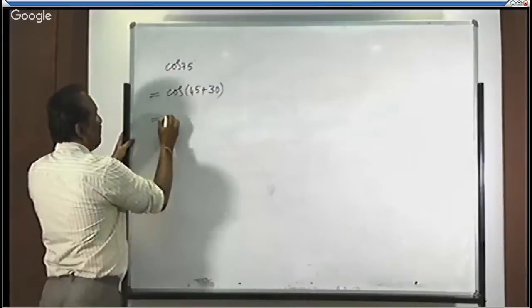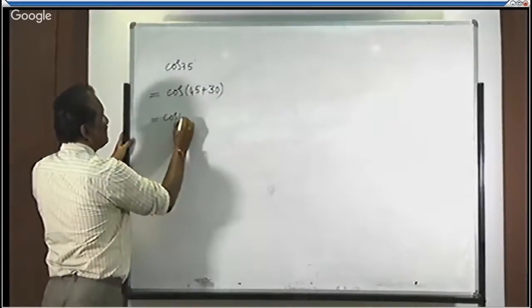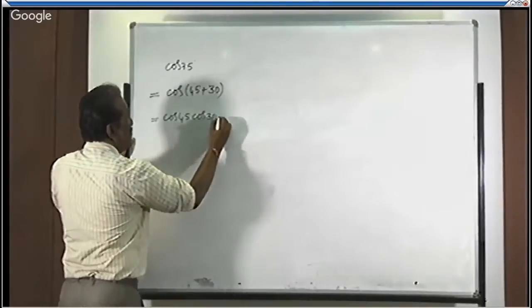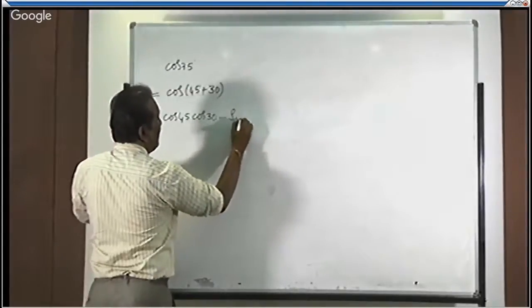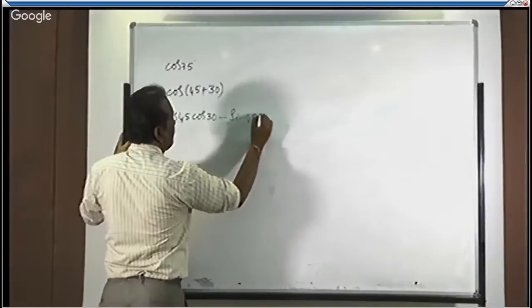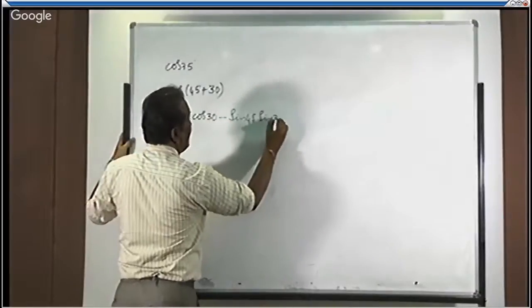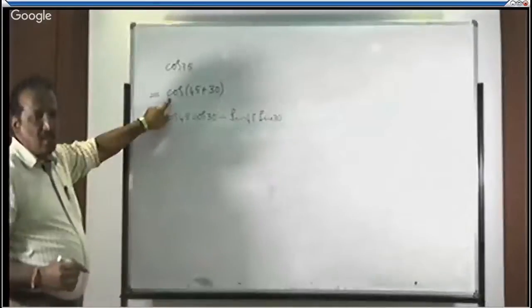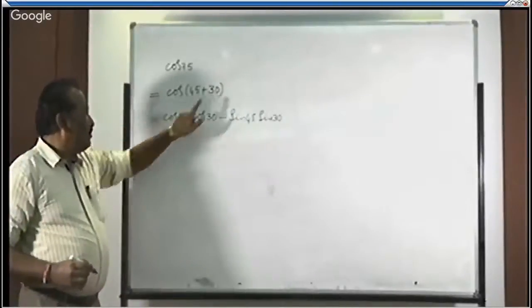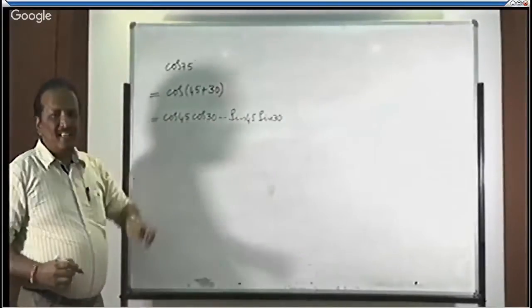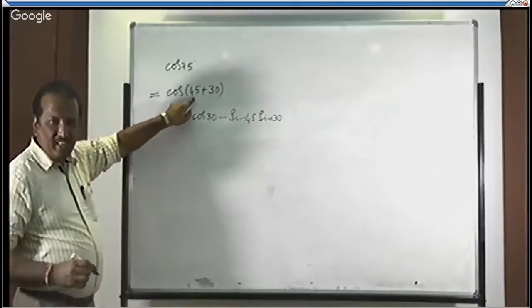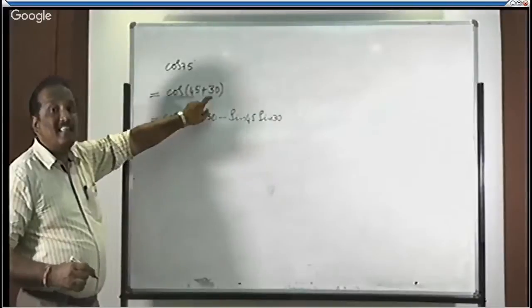What is cos of a plus b? We know that it is cos a cos b minus sin a sin b. Right, let me recall the addition formula for cos of a plus b. We know it is cos a cos b minus sin a sin b. Again, in the place of a, 45 degrees, in the place of b, 30 degrees.